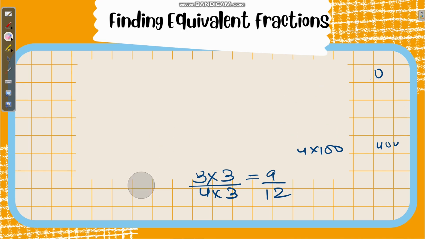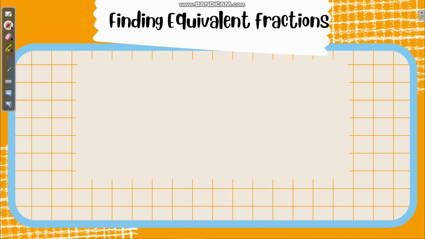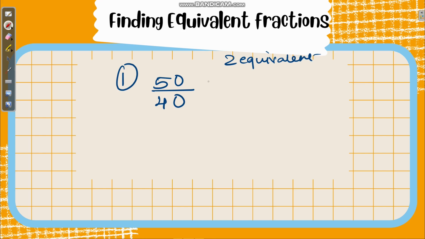So let's find one more. I'll just take one more example. Now I can use a different method also to find the equivalent fraction. For example, if the question is find the equivalent fraction of 50 upon, let's say, 40. This is the question. We need to find two equivalent fractions. So there are two methods, okay? Whenever you get a bigger number, you can use the division method also to find the equivalent fraction. How? You can divide this number.